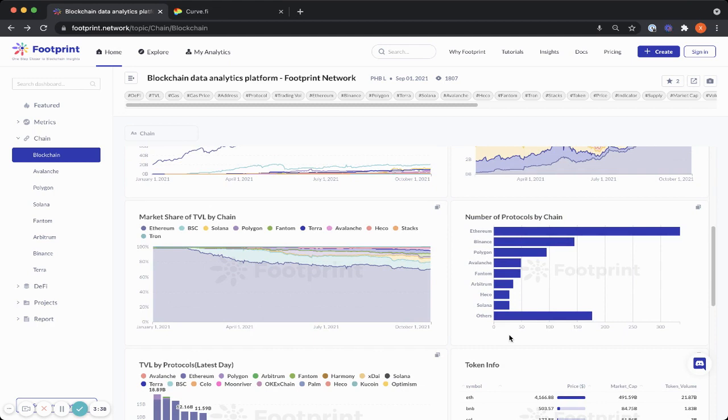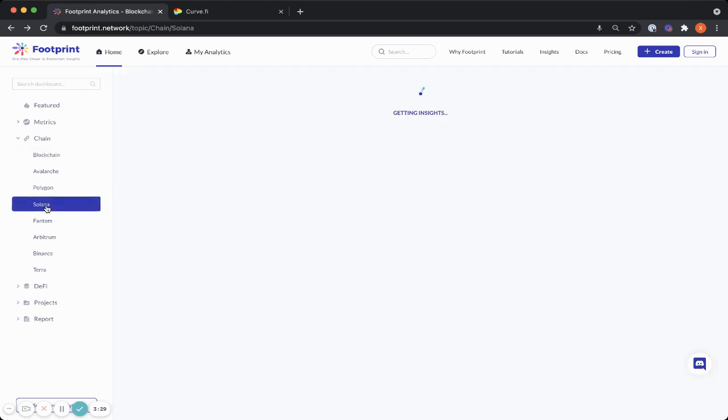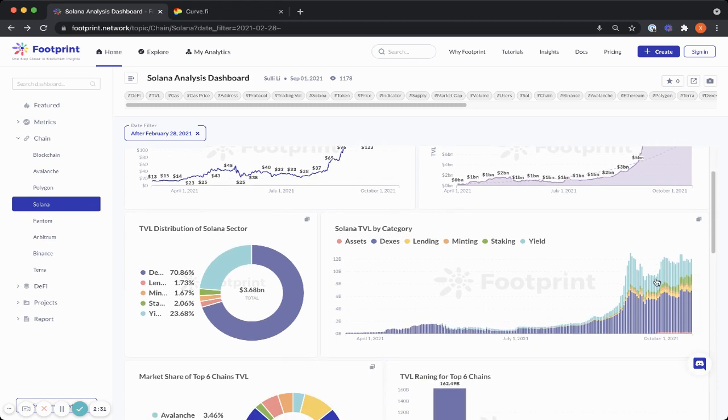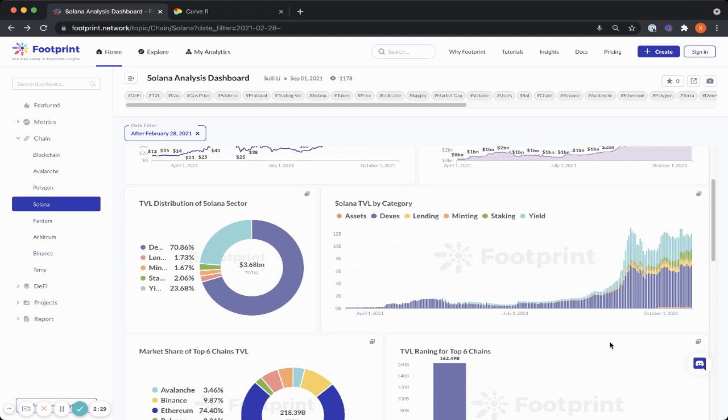If we want to get more specific, we can also look at performance metrics of specific public chains. Let's take a look at the Solana ecosystem. With a TVL of $11 billion, Solana enjoyed a strong ramp in TVL in September, and you might wonder why. Now we can actually see that. If we scroll down to Solana TVL by category, we can see that the two areas which contributed to this were DEXs and yield categories.